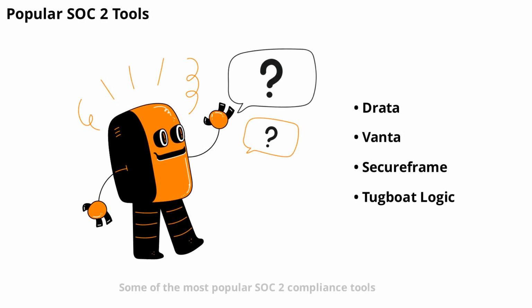Some of the most popular SOC 2 compliance tools for small businesses and real estate agents include Drata, Vanta, SecureFrame, and Tugboat Logic. Each offers different features and pricing, so it's worth exploring their websites or reaching out for a demo. These platforms are known for their user-friendly interfaces and strong customer support, making them ideal for beginners.